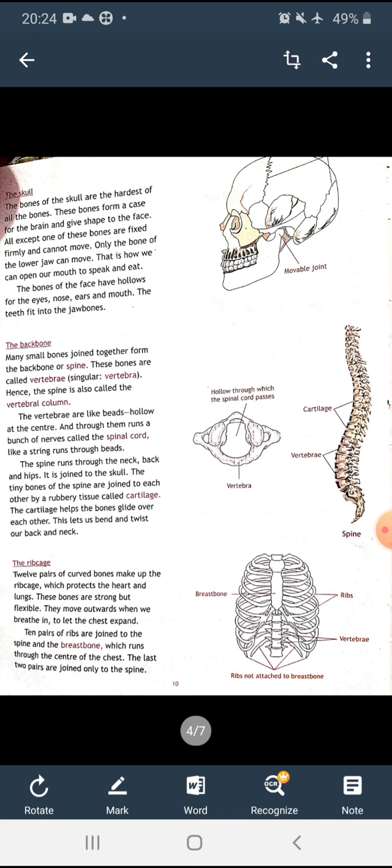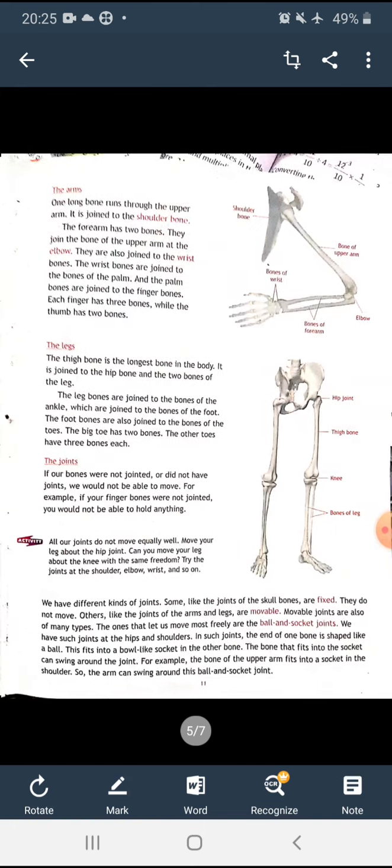The upper 10 pairs of ribs are joined to the spine and the breastbone, which runs through the center of the chest. You are seeing in the picture. And the last 2 pairs are joined only to the spine. They are joined only to the vertebrae. They are not attached to the bone of the chest.